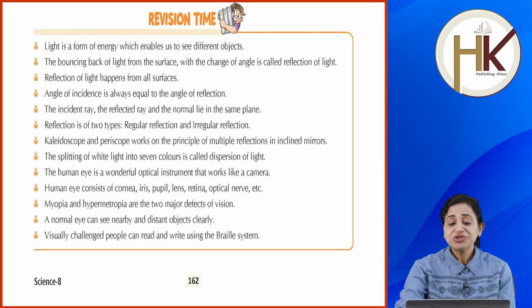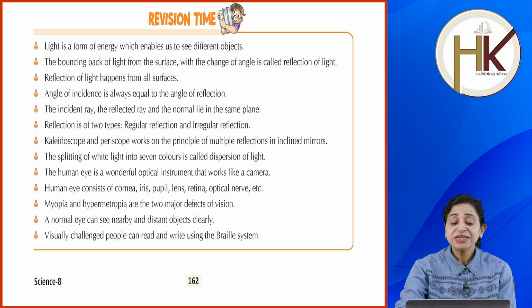Light is a form of energy which enables us to see different objects. The bouncing back of light from a surface with a change of angle is called reflection of light. Reflection of light happens from all surfaces. Angle of incidence is always equal to the angle of reflection. The incident ray, the reflected ray and the normal lie in the same plane. Reflection is of 2 types, regular reflection and irregular reflection. Kaleidoscope and periscope work on the principle of multiple reflections in inclined mirrors. The splitting of white light into 7 colors is called dispersion of light.